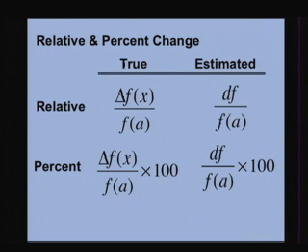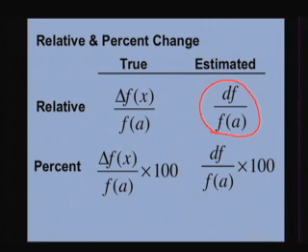My setup is a little bit different. I have relative change and I have my true change and my estimated change. So for relative, the true change is delta f of x divided by f of a. And the estimated change for that is df over f of a. So df divided by f of a.